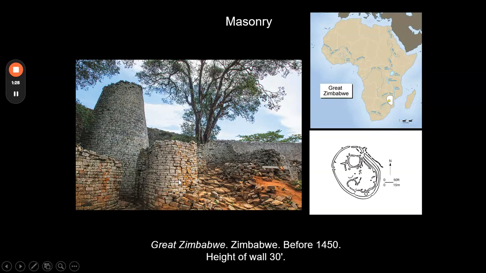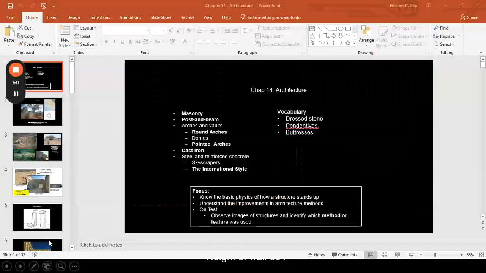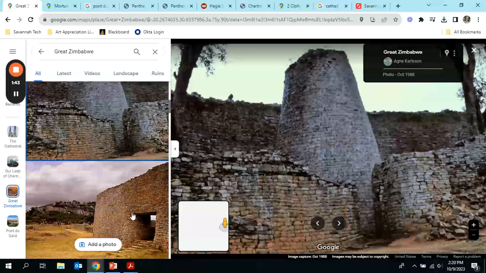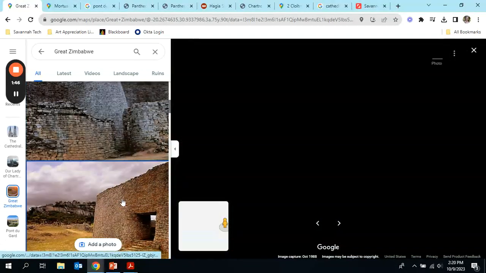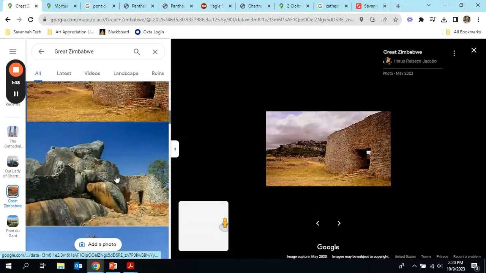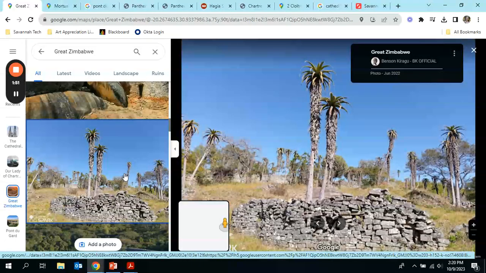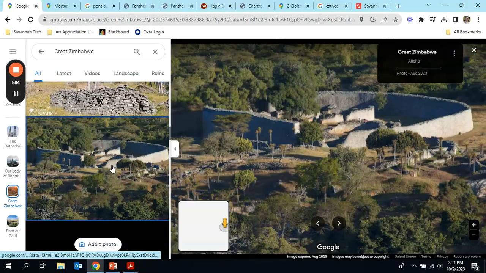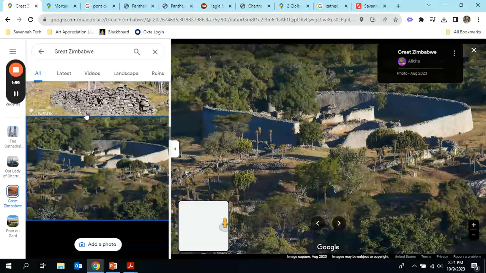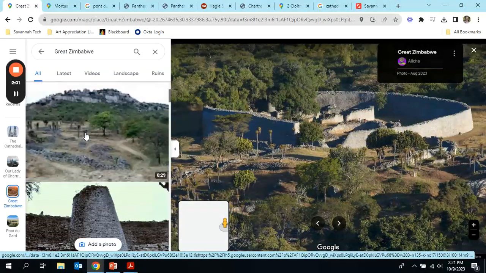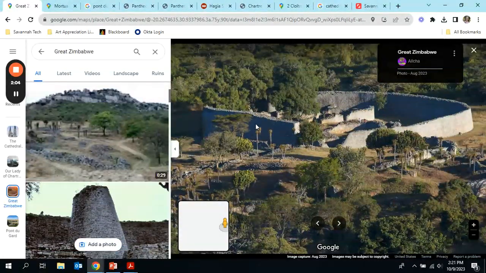I am glad, though, as an aside, that your book chose this site to illustrate masonry. This is the Great Enclosure, the Great Zimbabwe, in the African country of Zimbabwe. So as we take a look around this site, you can see that it's full of these very thick walls. They're like 14 feet thick at the base, tapering upwards. And this is an example of a site that is made of masonry. And as I said, I'm glad that of all the masonry structures that the book could have chosen, it chose a sub-Saharan African one.